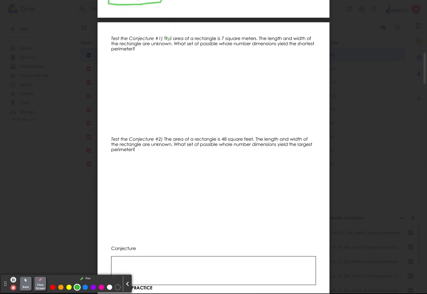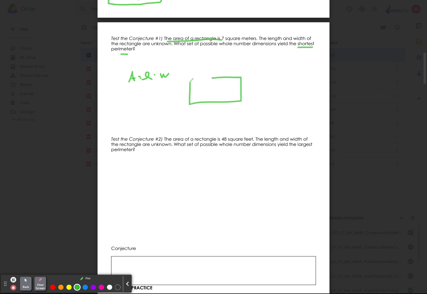Test the conjecture says that the area of a rectangle is 7 square meters. The length and width of the rectangle are unknown. What set of possible whole number dimensions yield the shortest perimeter? All right, so area of a rectangle. We know that area is equal to length times width.